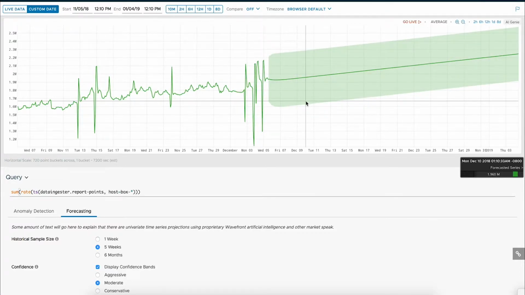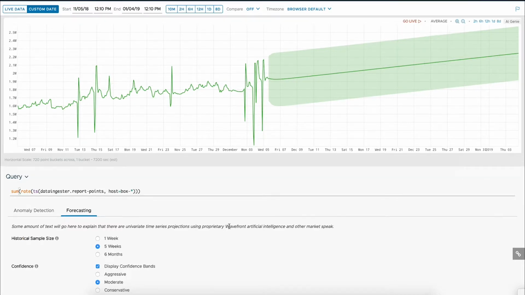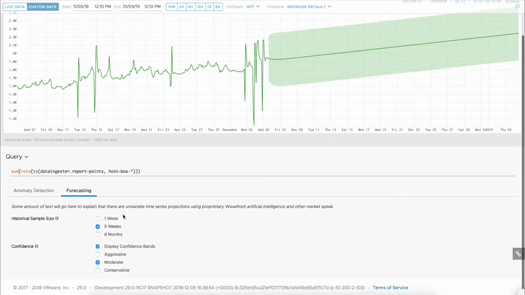I'm probably not going to have to add more memory because I have more memory, but I can see that it's going to need like 50% more memory than it needed now. And I can now plan accordingly. I can of course look at different parameters and change the forecast. So what can I do?